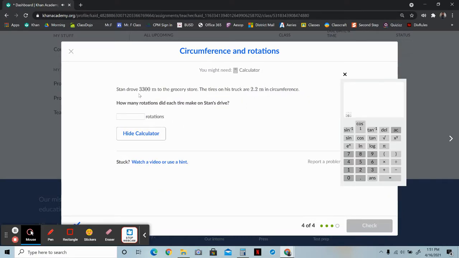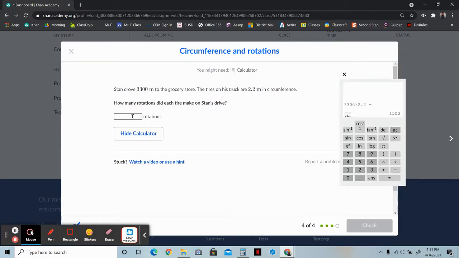Okay, it says Stan drove 3,300 meters to the grocery store. The tires on his truck are 2.2 meters in circumference. How many rotations did each tire make on Stan's drive? Well, you're just going to divide the total distance by the circumference of the wheel, and that tells you how many rotations occurred. So in this case, it would be 3,300 divided by each wheel's circumference of 2.2 meters, and you get 1,500.